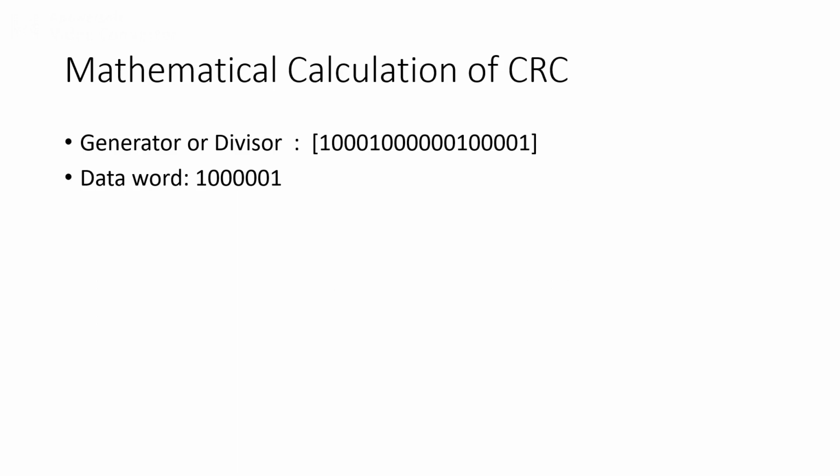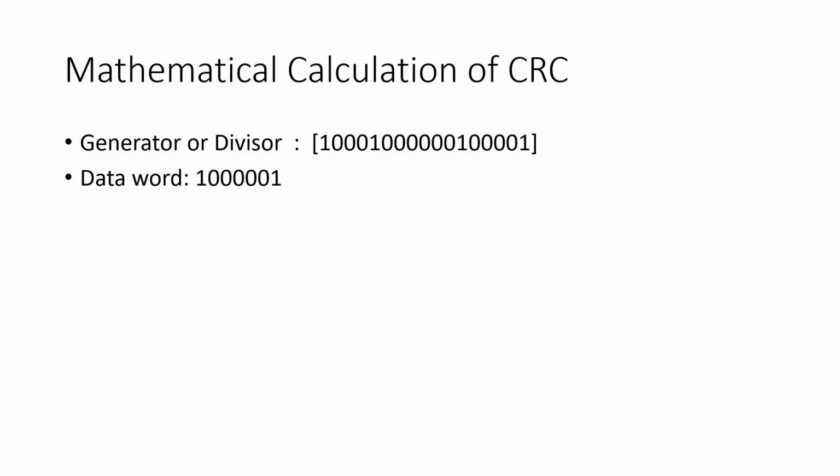So we are considering the divisor or generator, which is x to the power 16 plus x to the power 12 plus x to the power 5 plus 1. After converting, we get it in bit format. We have to use the CRC division technique with an XOR operation.